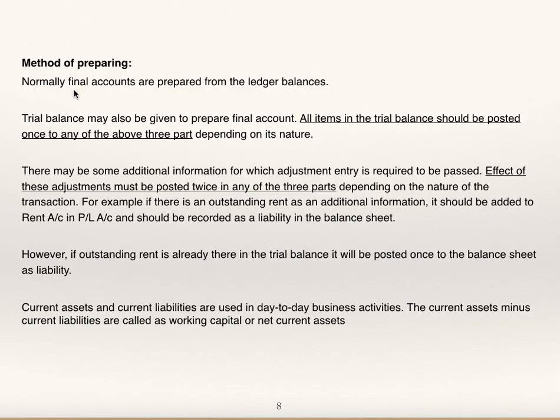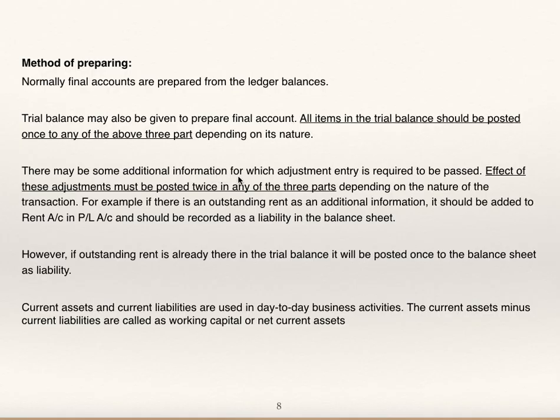Method of preparing: normally, final accounts are prepared from ledger balances. A trial balance may also be given to prepare final accounts. All items in the trial balance should be posted once to any of the above three parts depending on their nature. This is very important. The trial balance will have two columns, a debit column and a credit column. Items from the debit column will get recorded either to the trading or profit and loss account debit side, or the asset side. An item in the credit column will get posted either to the trading or profit and loss account credit side, or to the liability side, only once.